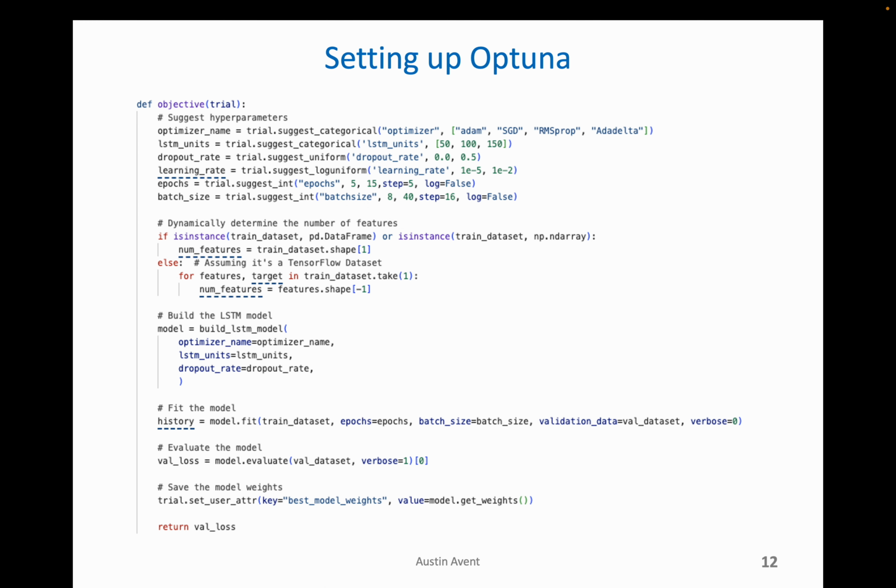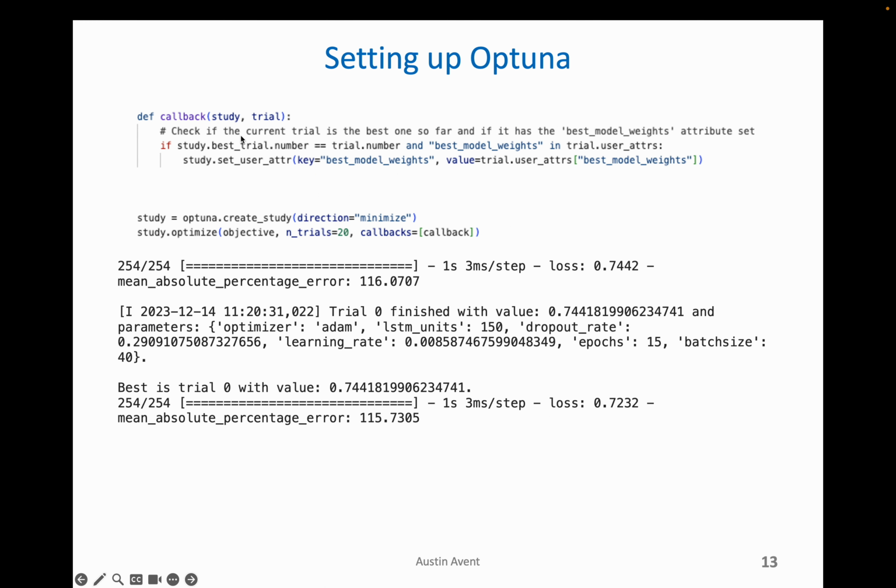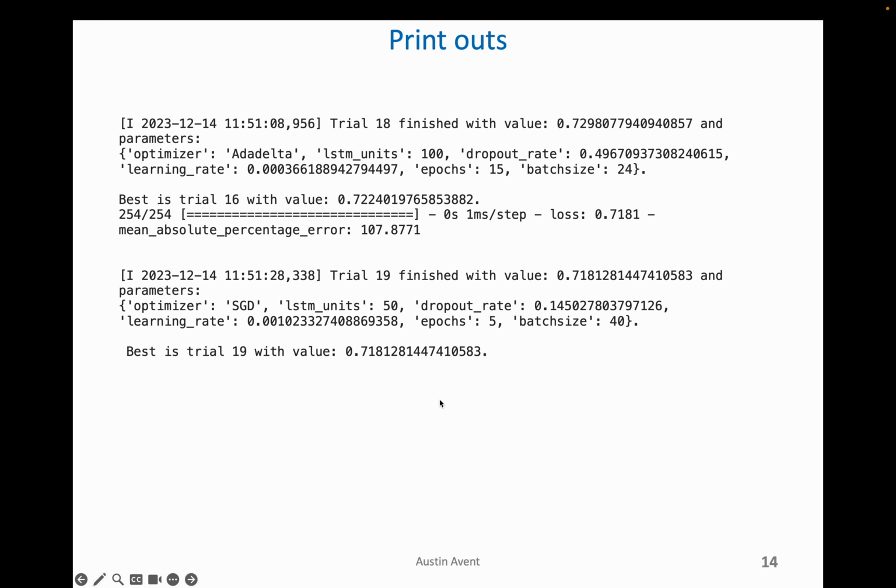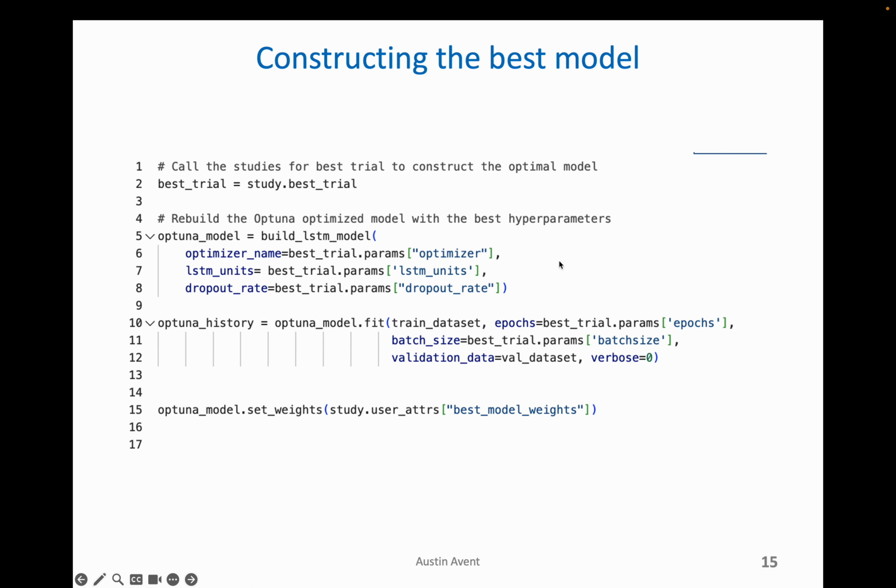And so we use a callback to print out everything. And this is what the printouts look like, very similar to the basic example. And then after 20 trials, which took about 30 minutes on my M2 Air, we find that these are the optimal parameters with this loss. And so we're able to call upon that best trial object and use its parameters within the build LSTM model function we defined. And then we have our most optimal model.